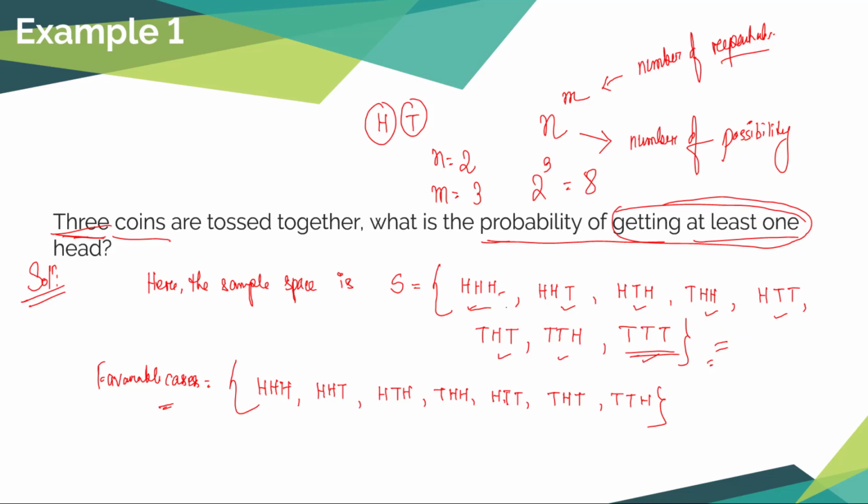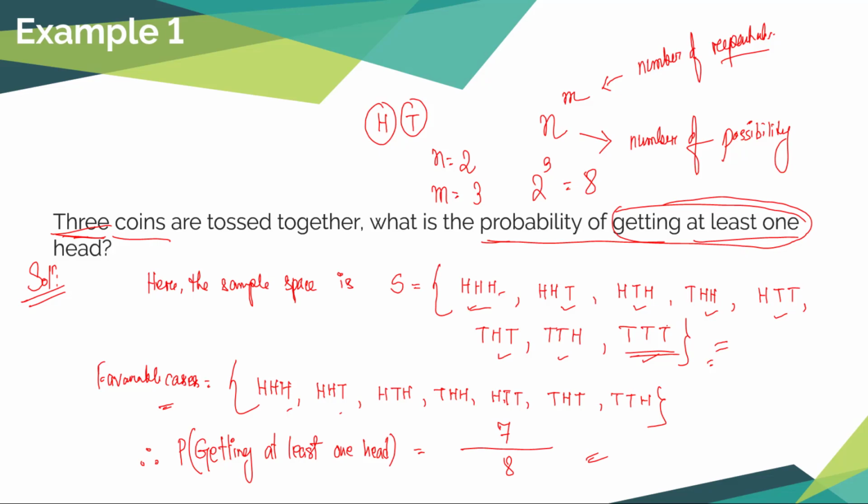There are 8 outcomes or 8 possibilities. The size of my favorable cases is 7. There are 7 possibilities. So therefore, the probability of getting at least 1 head is equal to how many favorable cases? 7. How many total number of cases? 8, right? So this is the probability that we need, the required probability.